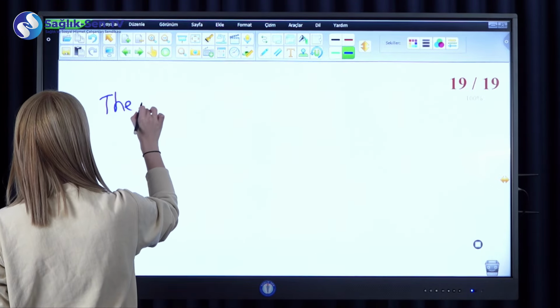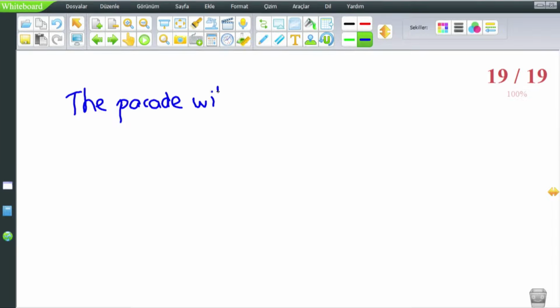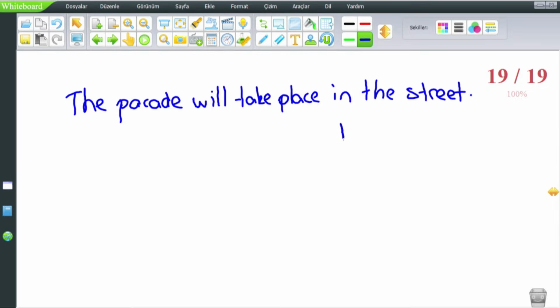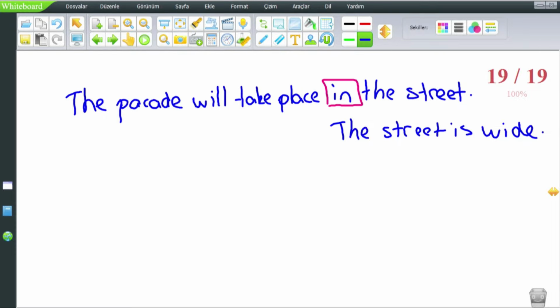The parade will take place in the streets. The street is white. Now, just as we talked, I can see a place preposition. So it gives me the meaning of a place in the first sentence, but in the second sentence, the street doesn't give the meaning of a place. It defines the street on its own as a street. I cannot see at, in, whatever.